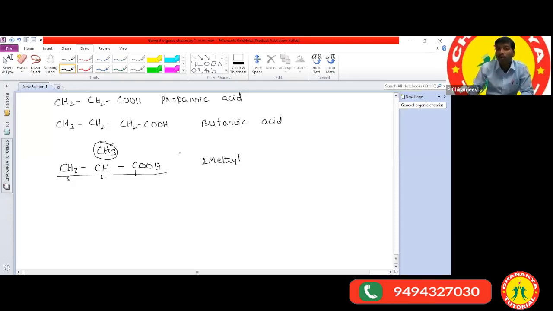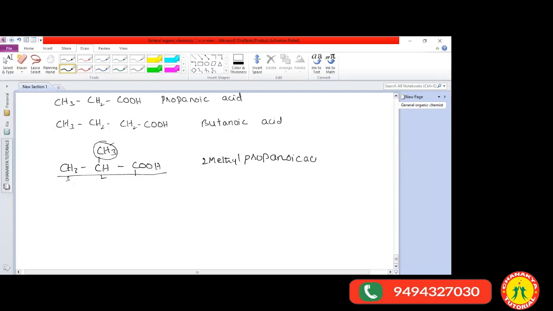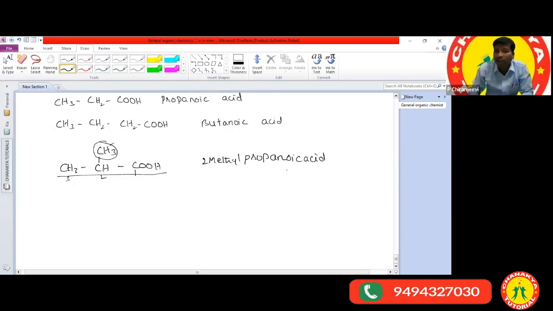2-methyl. And what is the root word? The root word contains 3 carbon atoms. 3 carbon atoms means the root word is prop. The given compound is saturated. Saturated means ane. And what is the suffix of the carboxylic acid? Oic acid. Then if you read it all together, you will get the name: 2-methyl propanoic acid. Okay.